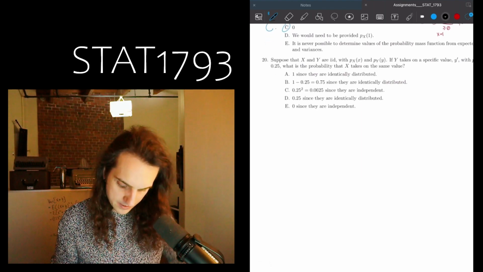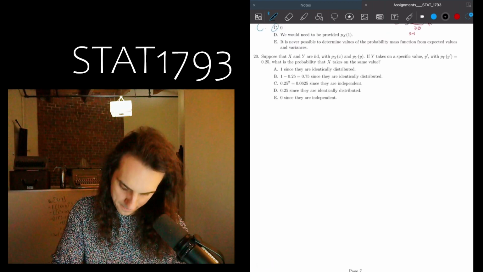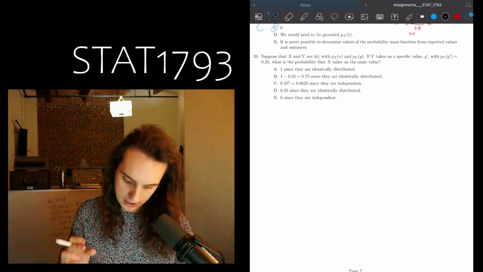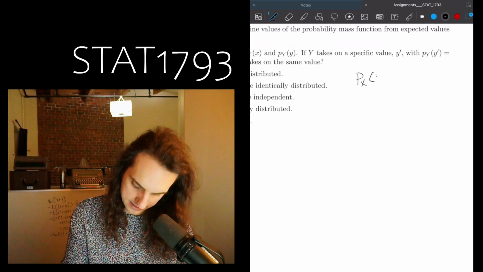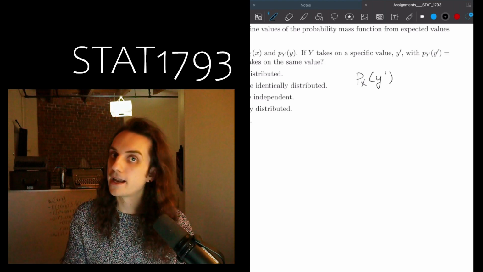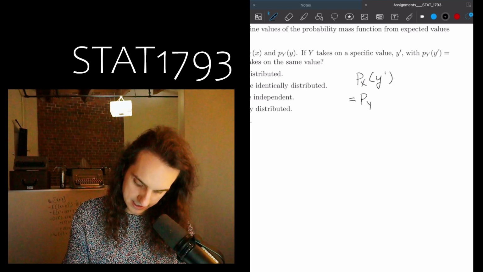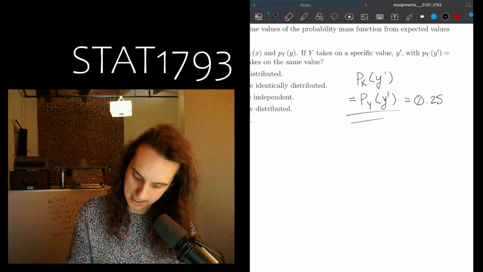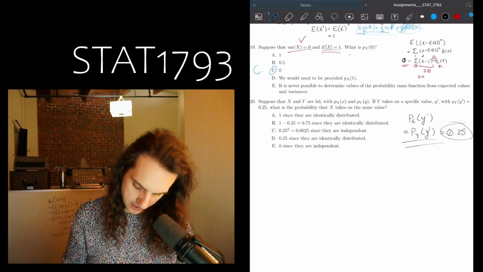All right, last question here. Suppose that x and y are IID, probability of x and probability of y are the marginals. If y takes on a specific value, y prime, the probability of y prime equals 0.25, what is the probability that x takes on the same value? So what we want is the probability that x takes on the value of y prime, and what we know is that y and x are IID, means they're independent, means they have the same distribution. Because they have the same distribution, they have the same mass function, so this is going to equal probability of y, which is equal to 0.25. This is what we mean when we say that they're identically distributed. As a result, we know that this probability is going to be 0.25.